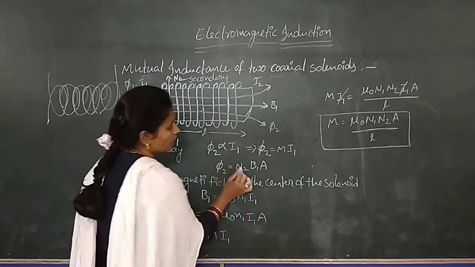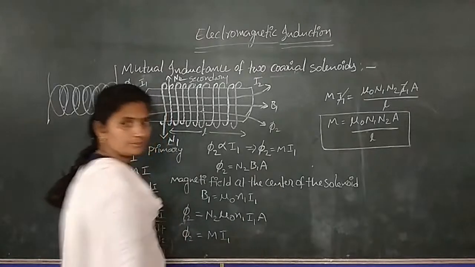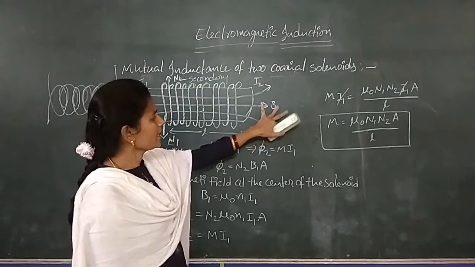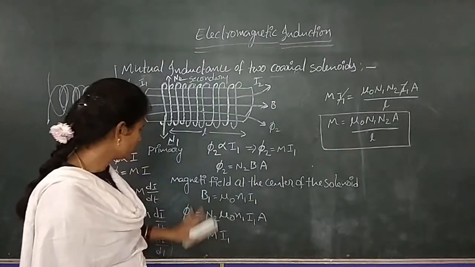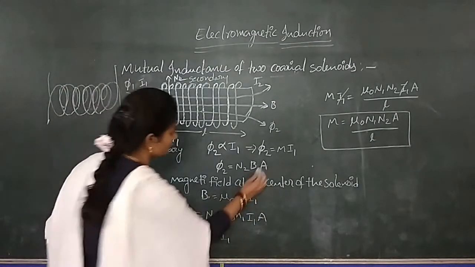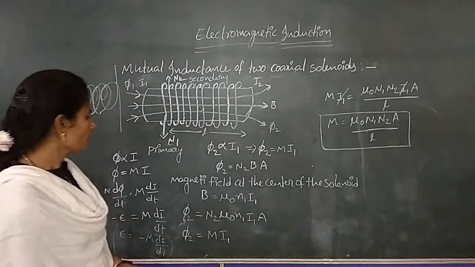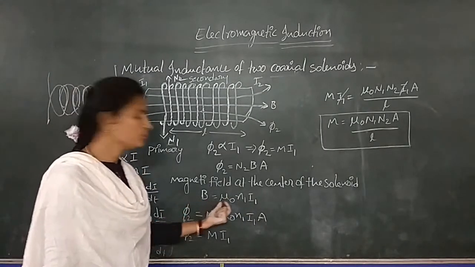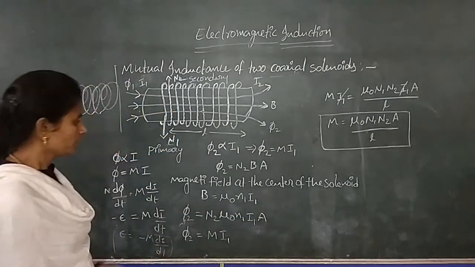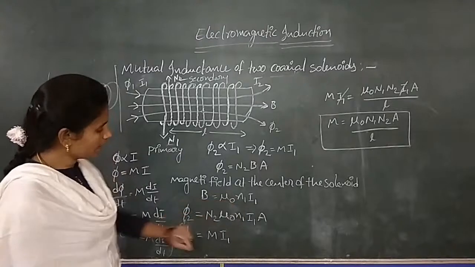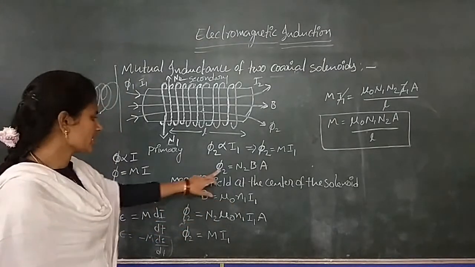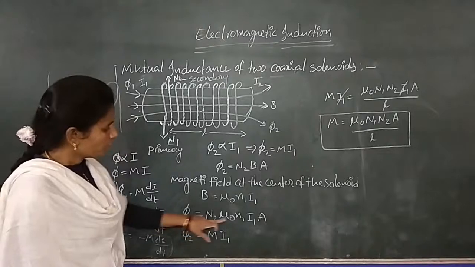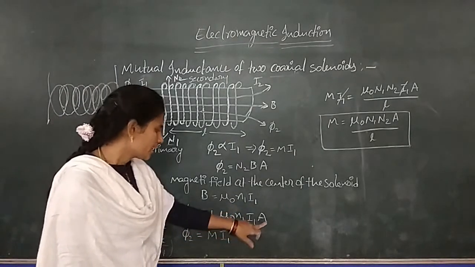Phi2 is equal to N2 into B1 A. Here, not B1; both are coaxial, so suppose it is B. We have to take it as B. The magnetic field at the center of the solenoid, we know, is B equal to mu naught n1 I1. So phi2 is equal to N2 into B A, that is, phi2 is equal to N2 mu naught n1 I1 A.